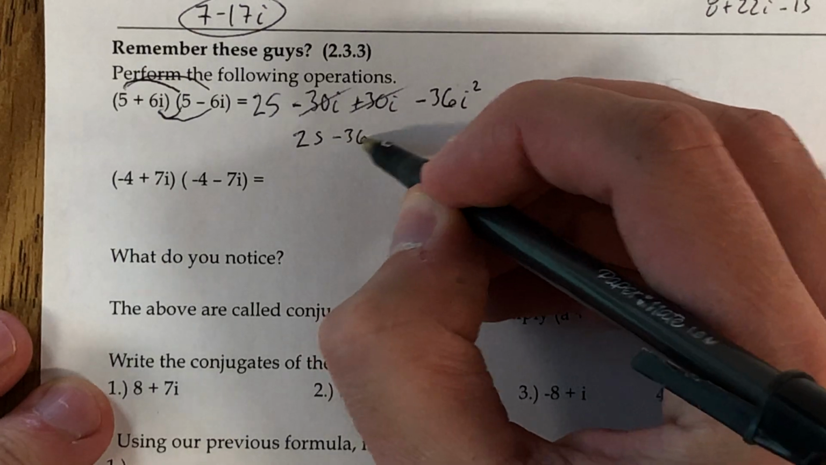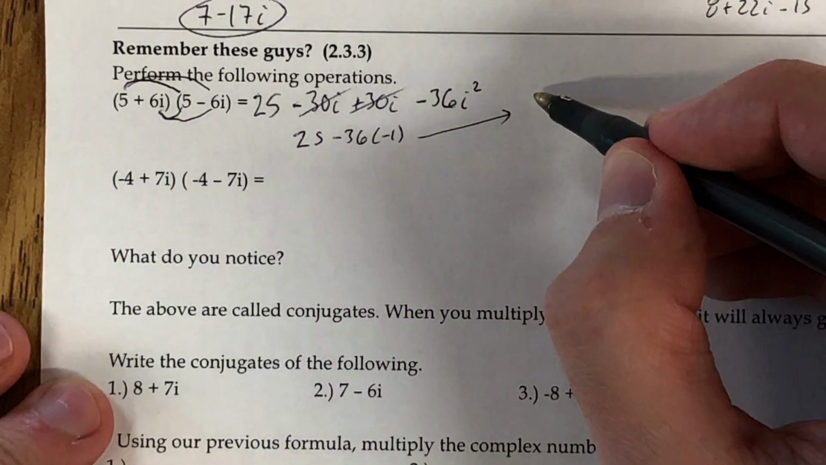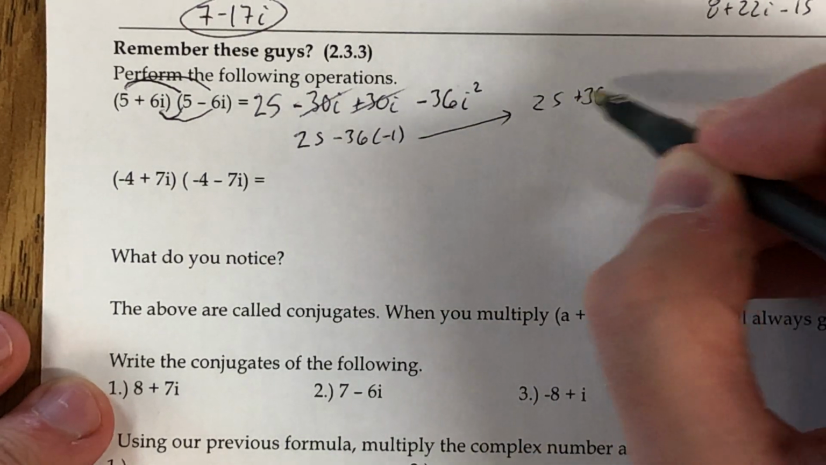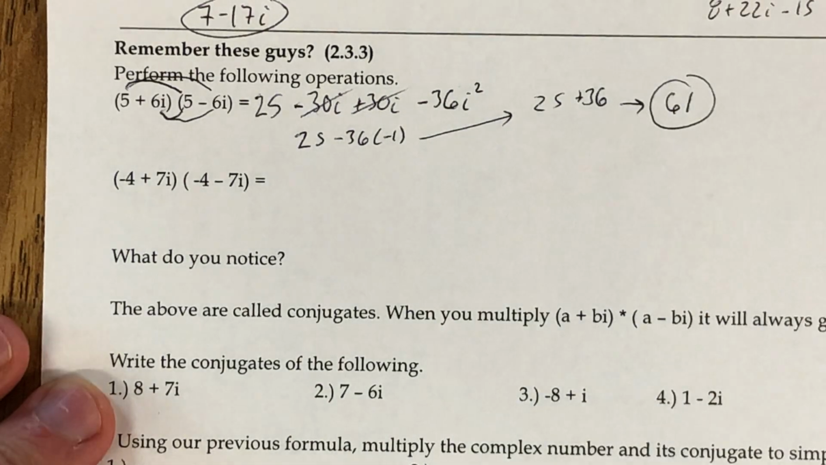Substitute in negative 1 for i, so we have 25 minus 36 times negative 1, so that multiplies to positive 36. 25 plus 36 is 61.